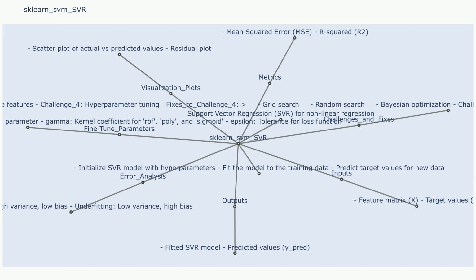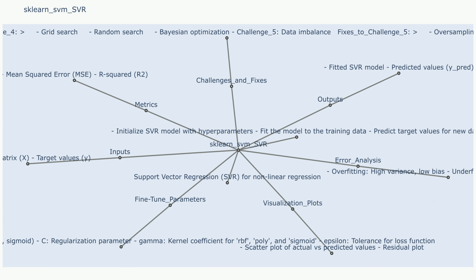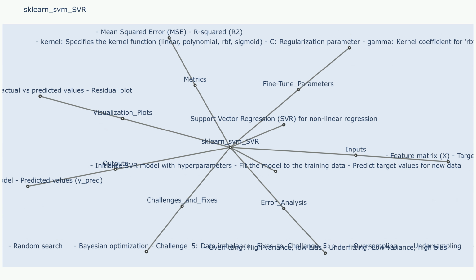Inputs: X, the input features, typically a 2D array with each row representing a sample and each column representing a feature. Y, the target values, a 1D array corresponding to the output values for each sample in X. Outputs: model, a fitted SVR model, containing the learned parameters. Predictions: the predicted values for new input data, generated by the trained model.